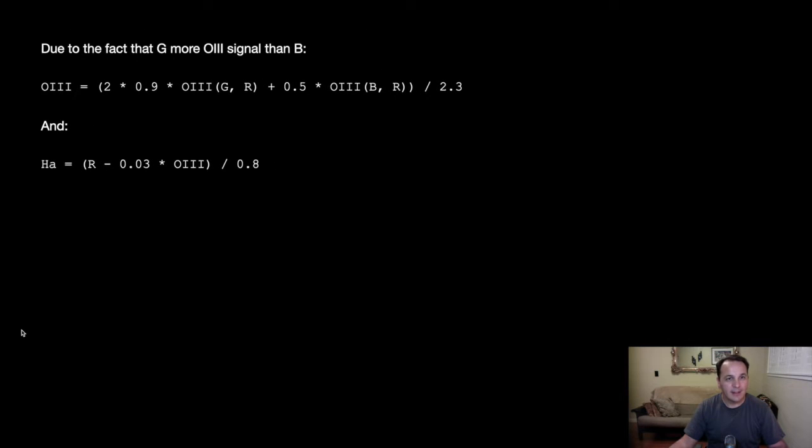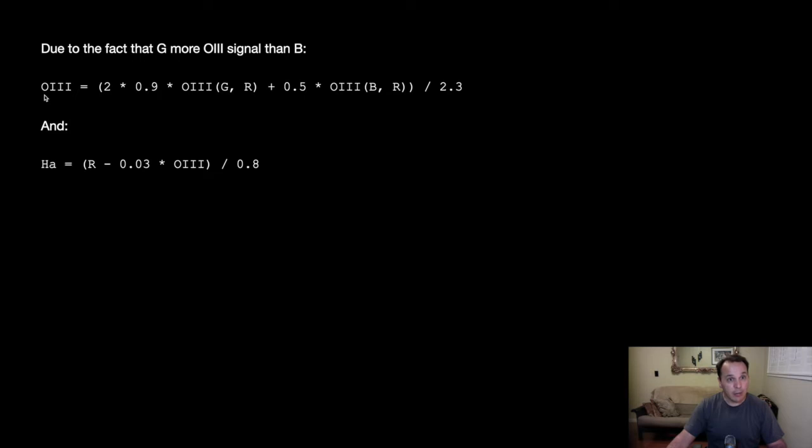All right, so like I said, the green channel has a lot more O3 signal than the blue channel. The reason is that if you look at the Bayer matrix, for every blue pixel there are two green pixels. Okay? So that's kind of interesting. The other thing is, if we go back to the spectral sensitivity graph, about 90% of the O3 signal is let through by the green filter, but only about 50% gets let through by the blue filter in the Bayer matrix.